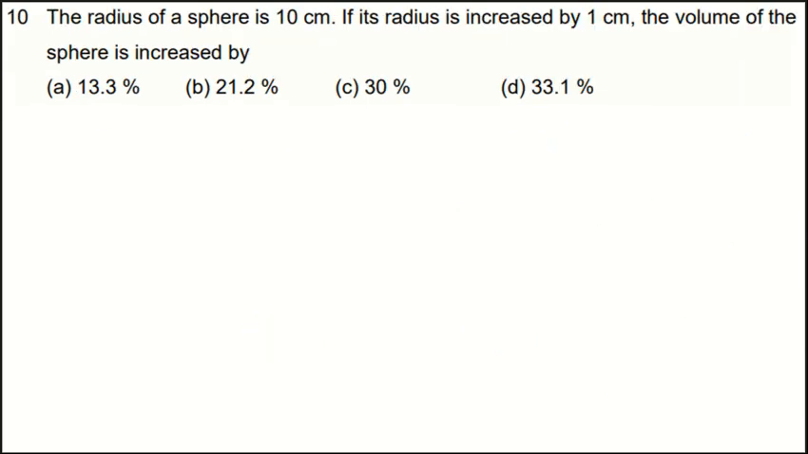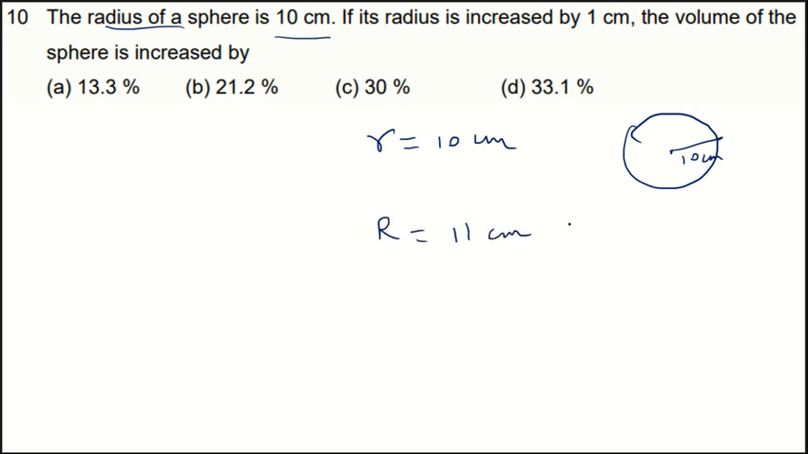Then moving on to question number 10. In question number 10, the radius of a sphere is 10 centimeter. If the radius is 10 centimeter and it is increased by 1 centimeter, the new radius is 11 centimeter. Find the volume. The radius of the sphere is increased by 1 centimeter, then the volume of the sphere increases by how many times or how much percentage.